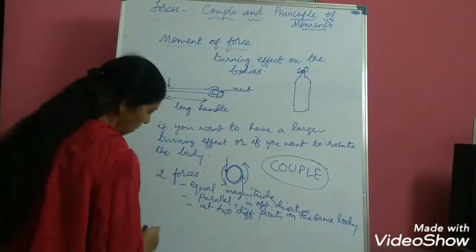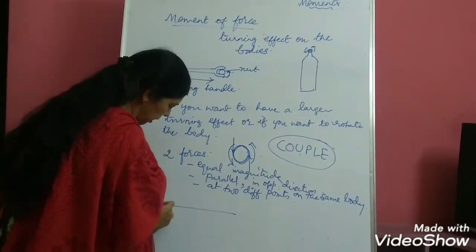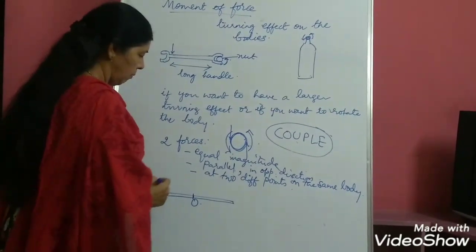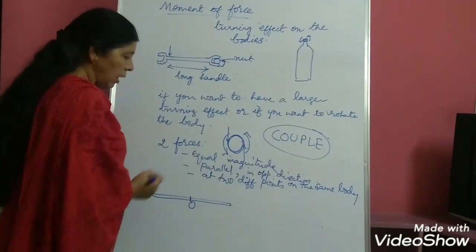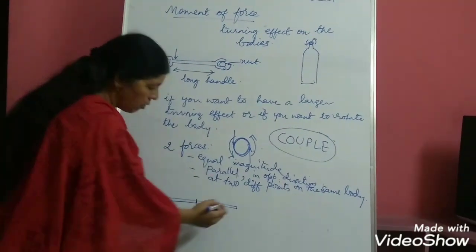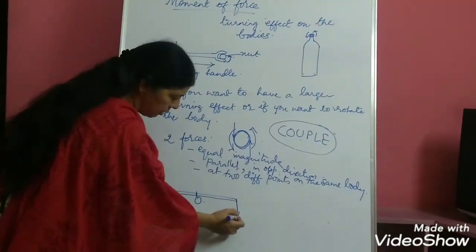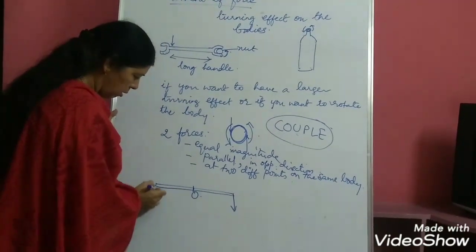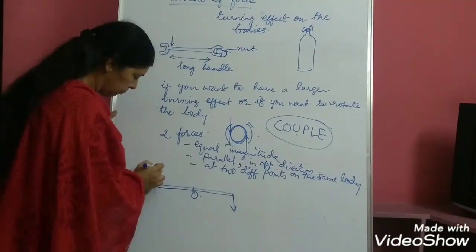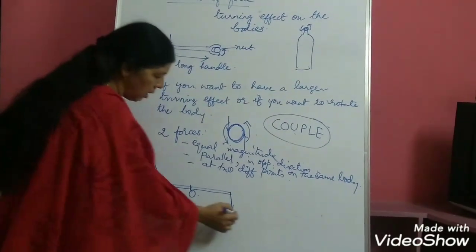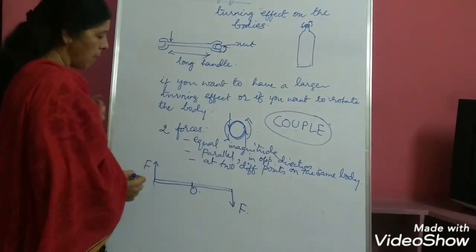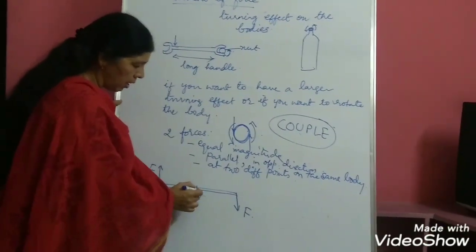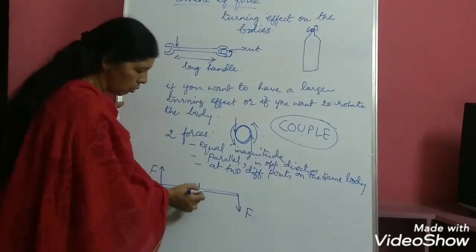Now, if you take a body, I will consider a rigid bar which is supported at O. Now, if I want to rotate this bar, then I have to apply two forces. One force I should apply in this direction, and another force I should apply in the opposite direction. Now, these two forces must be equal. The magnitude of these two forces should be equal. Whenever this happens, this rigid bar will rotate about this fixed point O.